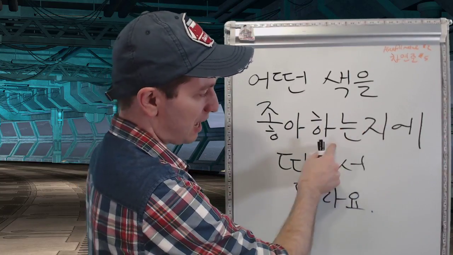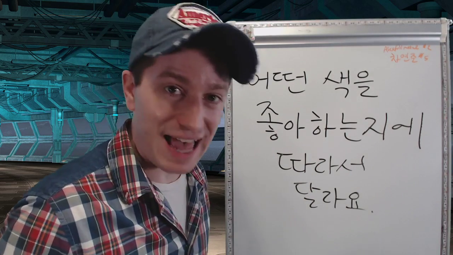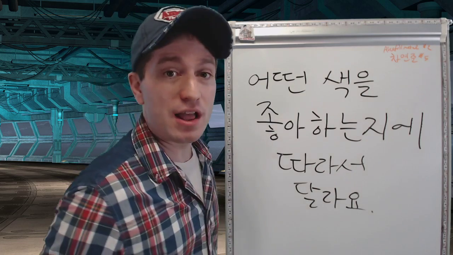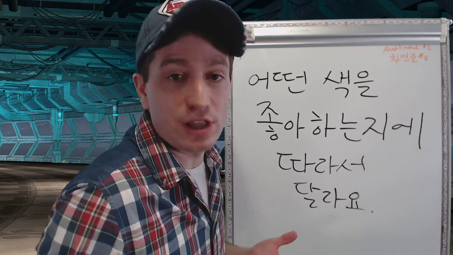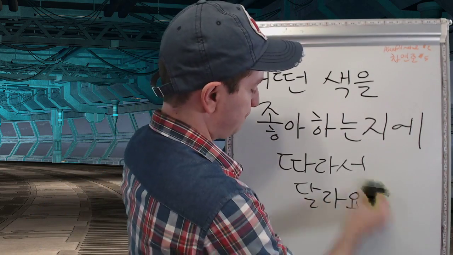좋아하는지, present tense, 하는지, you do like. If it had been 했는지, it would be what color you liked. But here, it depends on what color you like. So it depends on which color you like. That's the meaning we get. The next one I'm going to have you guys do.